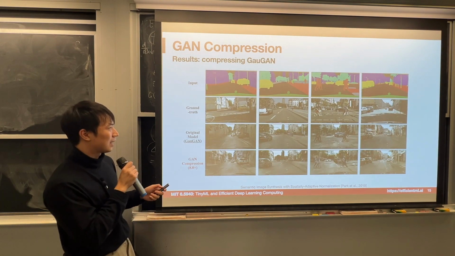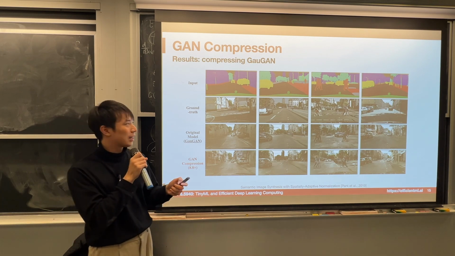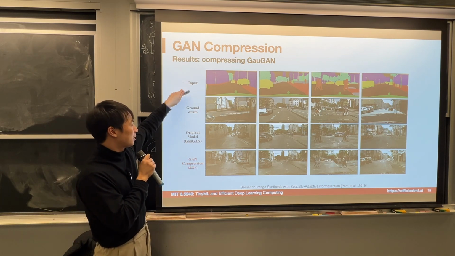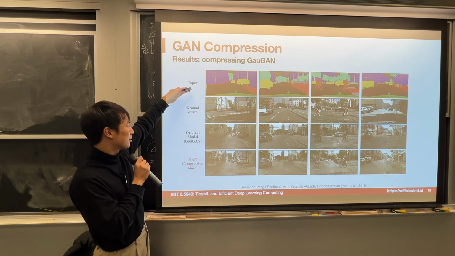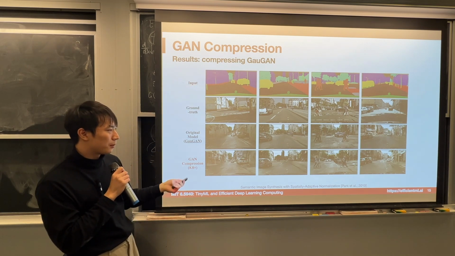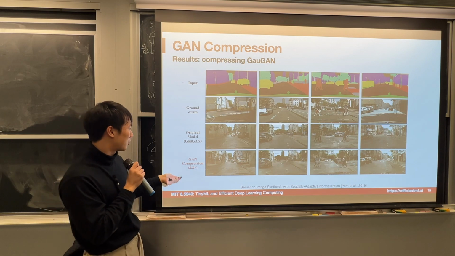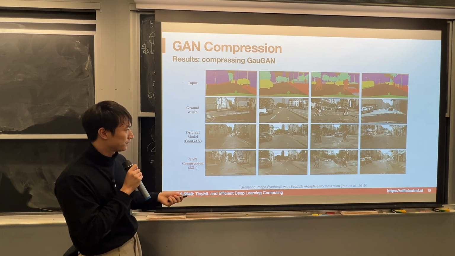And here is also another larger model called GauGAN. We are training the model to generate cityscapes, or driving scenarios, given the segmentation map. So again, we are obtaining roughly similar quality given the same input.